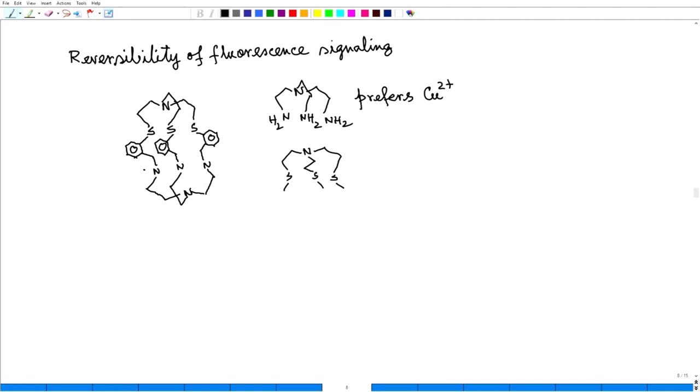If both are present in a test tube, and I put in copper 2 plus, copper 2 plus will bond to tren exclusively. But this moiety prefers copper 1 plus. So this knowledge we had, all right. Now you see how this knowledge can be used for a fluorescent signaling system.